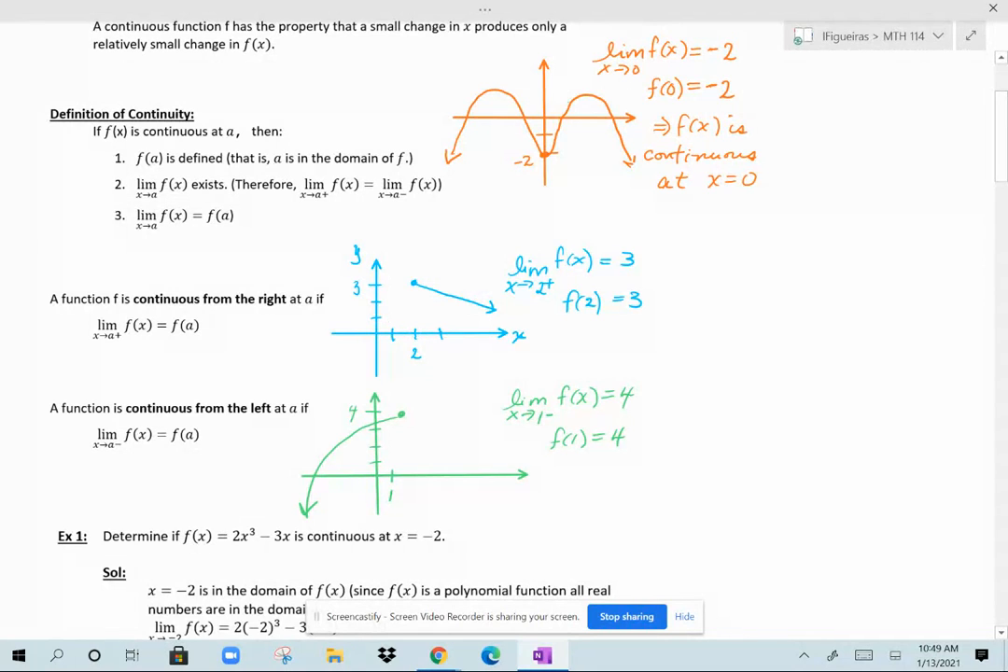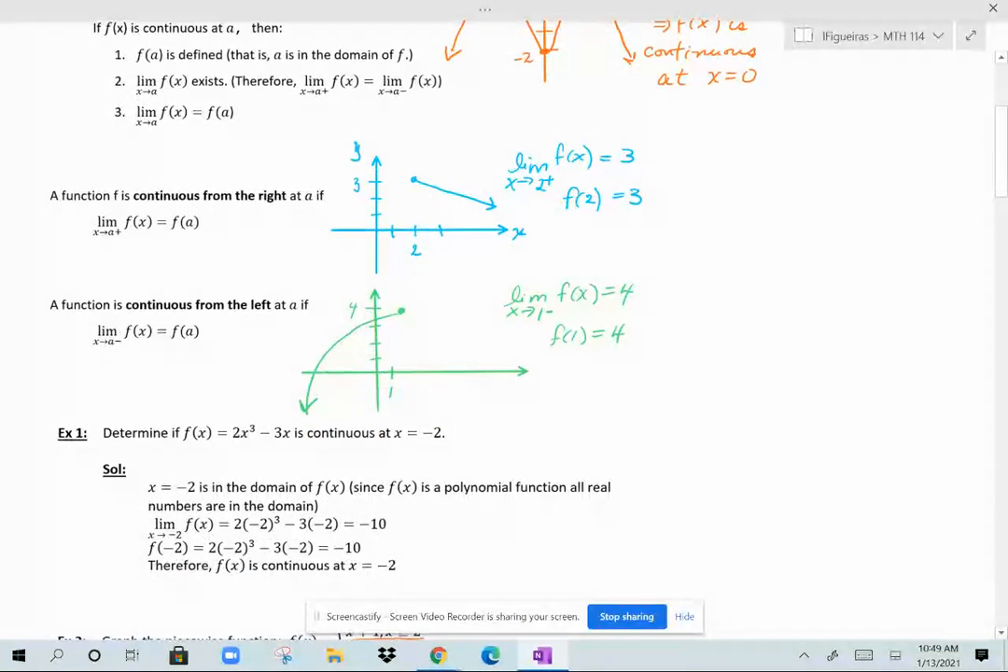So similarly, it could be continuous from the left if the left-hand limit and the function value are equal. So an example like here, the limit as x approaches 1 from the left is approaching the value of 4, and f of 1 equals 4. So therefore, this is left continuous.